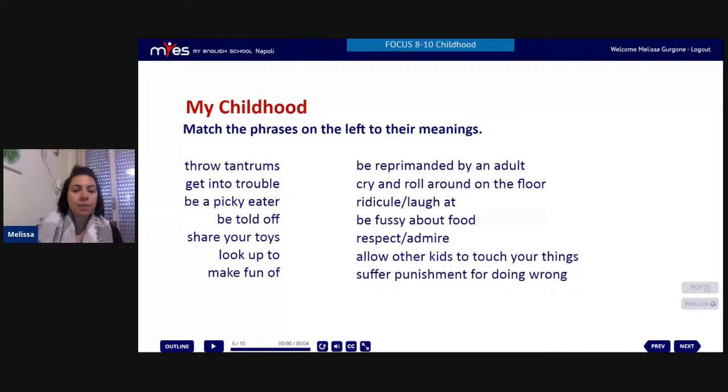Okay, so the meanings. To be reprimanded by an adult, to cry and roll around on the floor, to ridicule or laugh at someone, to be fussy about food. To be fussy about food means you only want to eat very particular things. You only like a few things. To respect or admire someone. To allow other kids to touch your things or play with your toys. And to suffer punishment for doing something wrong.